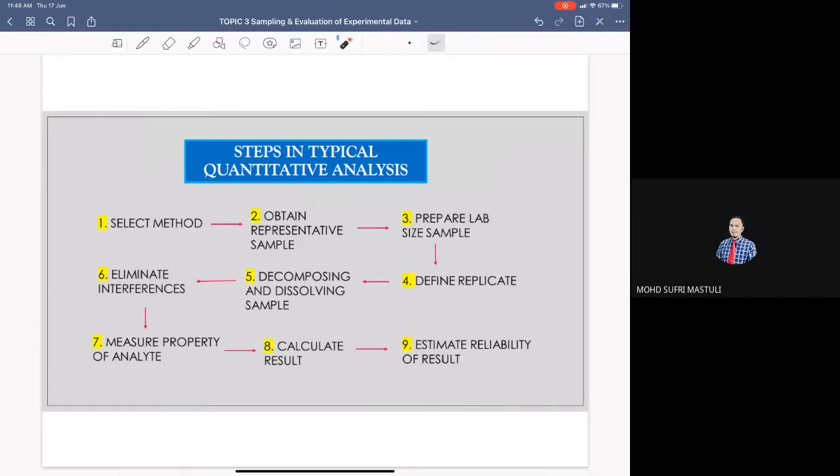After we have the right size of sample for analysis, we have to do the sample replication. We have to replicate the sample in order to produce many results. Then we perform decomposition, dissolving the sample. We eliminate the interference, we measure the properties of the analyte that we are interested in, and we calculate the results. And last but not least, we use statistical techniques to evaluate the reliability of the result.